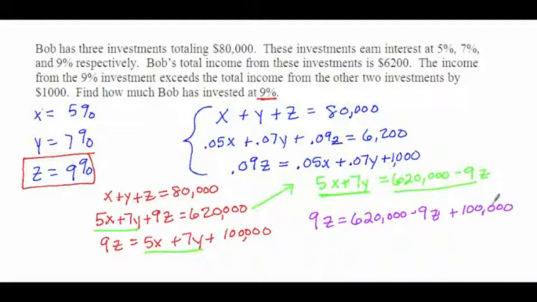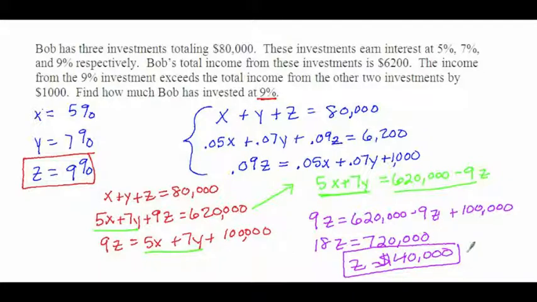So once I've done that, I can just add my 9z back, 18z, add those two numbers together, 720,000, divide by that, and you get a total of $40,000 that was put into the account for the 9%.